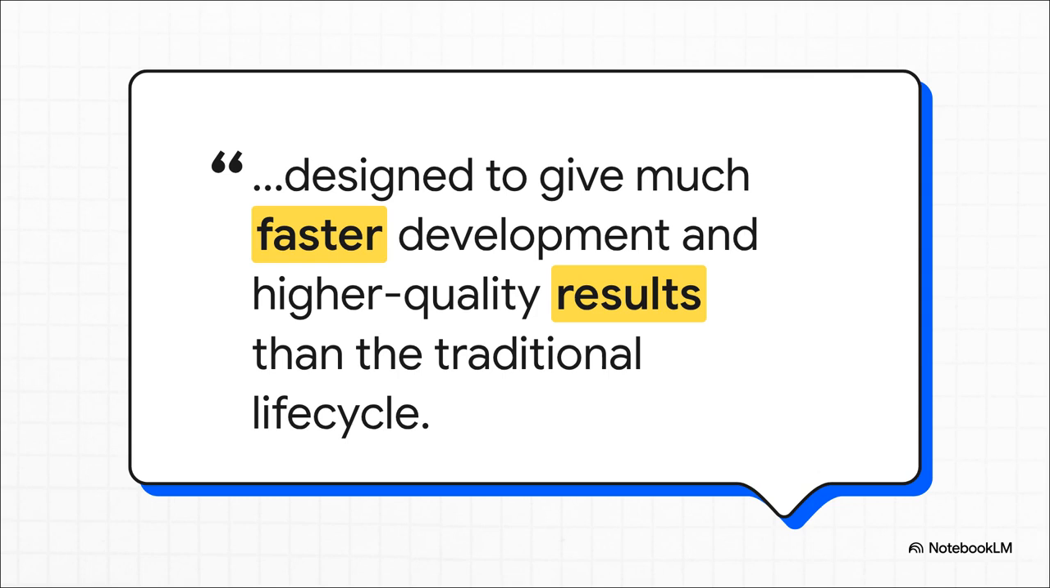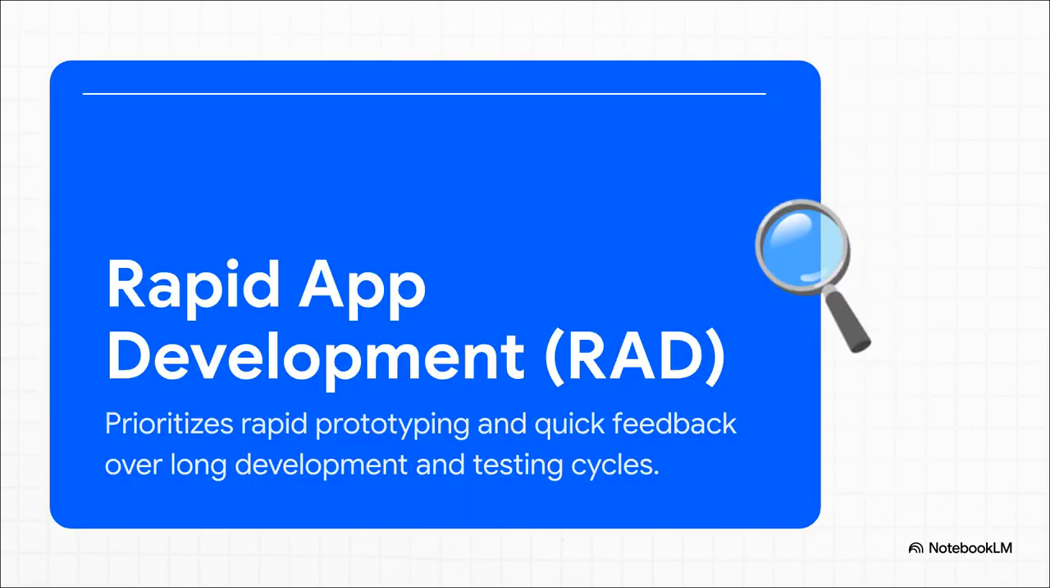Its creator, James Martin, was just plain fed up with how slow and clunky the old ways of building software were. So he created RAD with a very simple, very powerful goal: build better software and build it way, way faster. So how in the world does it do that? Well, it basically throws those long, drawn-out planning and documentation phases out the window. Instead, RAD is all about one thing: building a quick and dirty version, a prototype, getting it in front of real users, listening to their feedback, and then making changes on the spot.